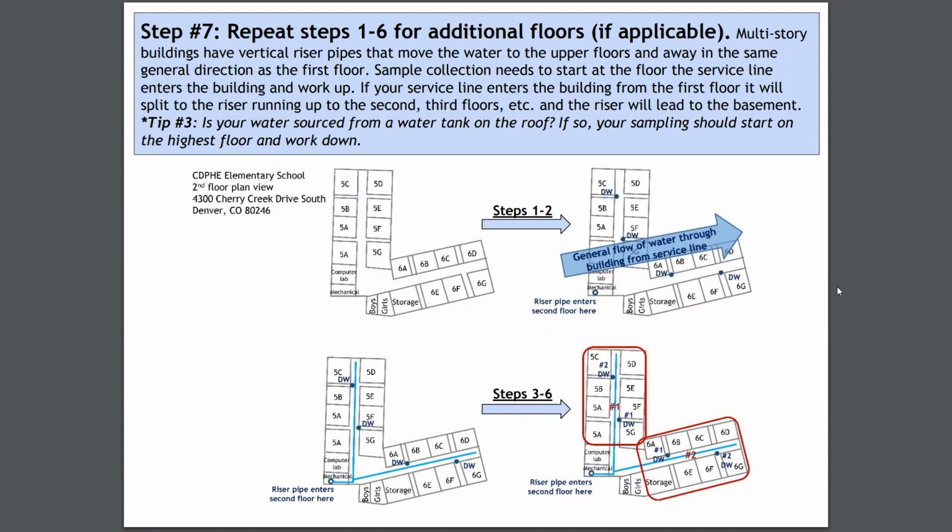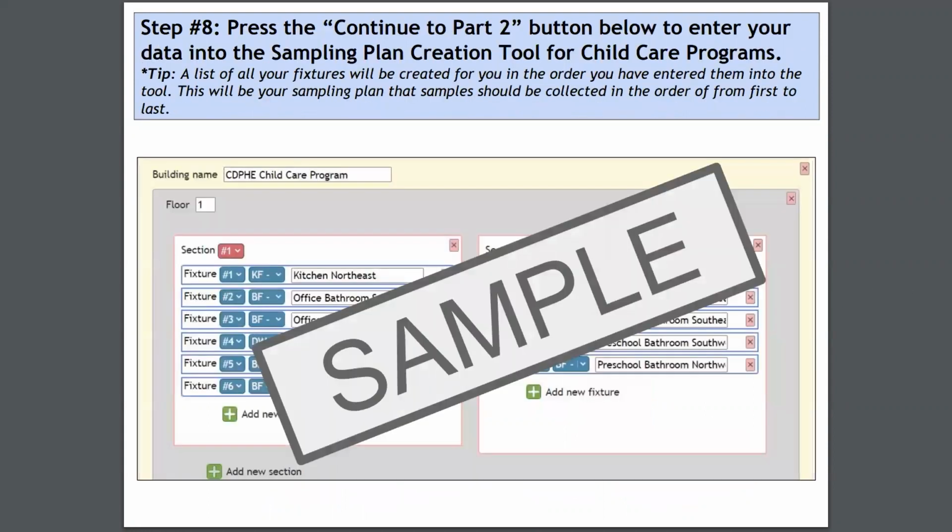On our final slide, we have a screenshot of our sampling plan creation tool. So here we've taken our annotated floor plan and we've used it to enter each of our identified drinking water locations into this tool. So you can see here for a childcare center, I've entered each fixture with their appropriate code in their appropriate section.